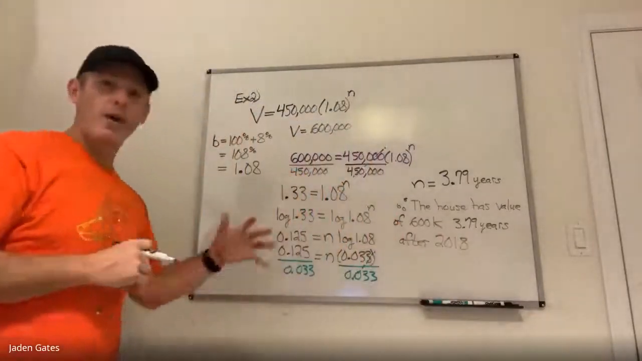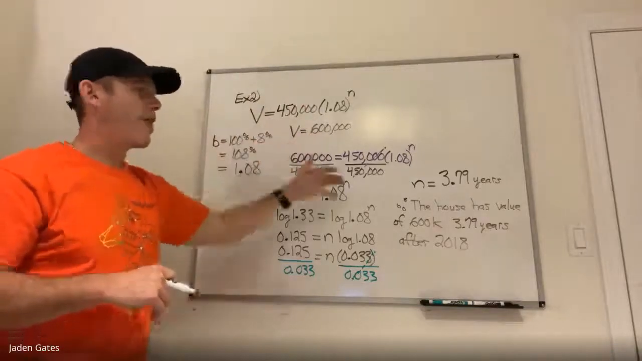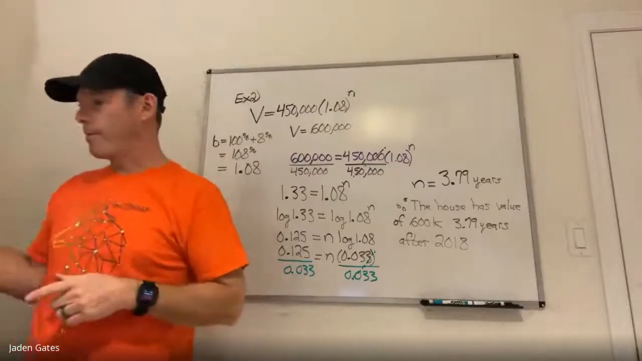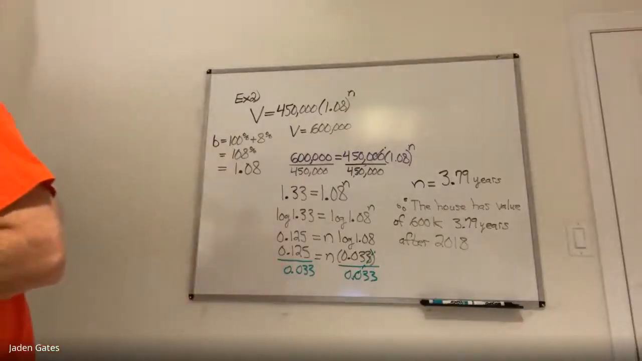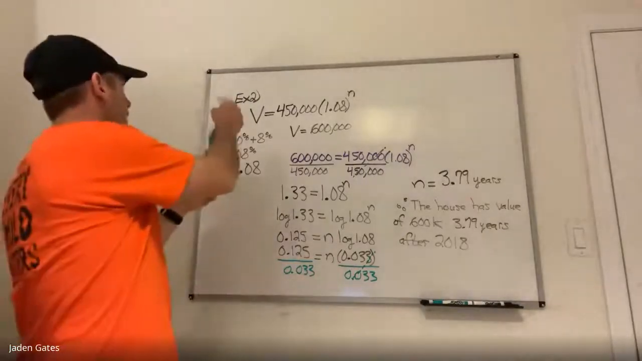There we go. So that one we actually had to come up with the equation first, substitute in a value, and then solve for our exponent. All right, stepping it up. So let's go on to example number 3, where we start to deal with our half-life formula that we had the other day.